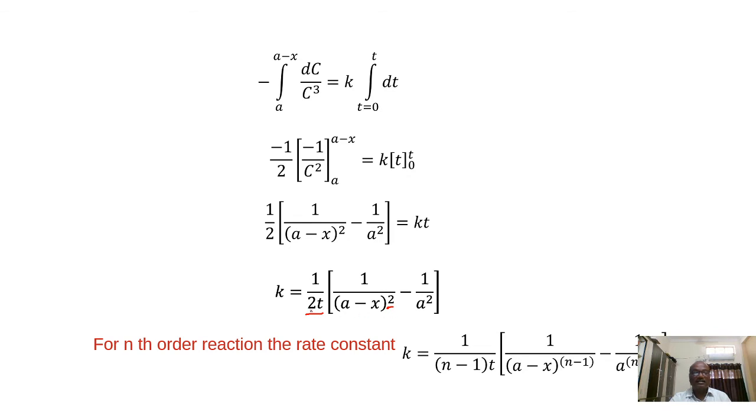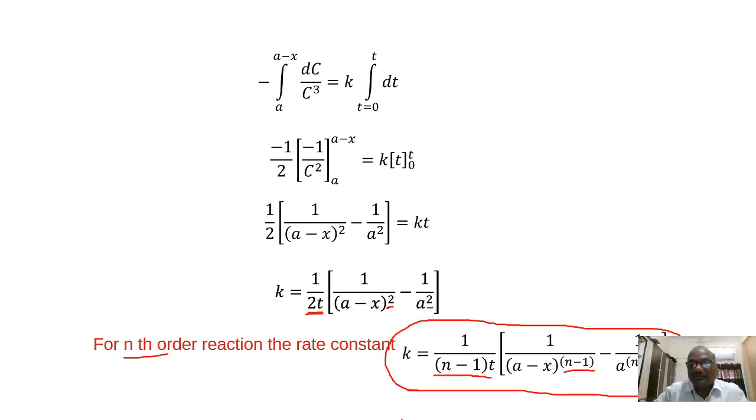Third order means we get 2 as the power of this concentration. Like that, for nth order, we can derive this equation: k is equal to 1 divided by (n minus 1) into t, into 1 divided by (A minus x) power n minus 1 minus 1 by A power n minus 1, where n is the order of reaction. So this is applicable to the orders of second, third, fourth, and so on.